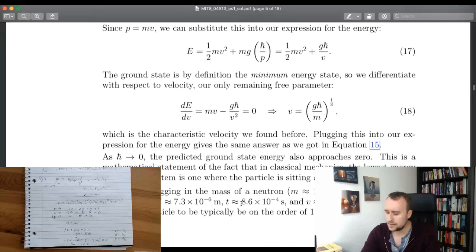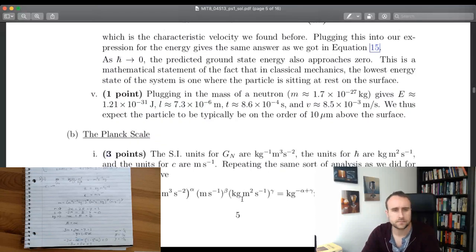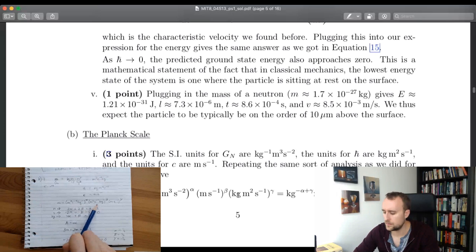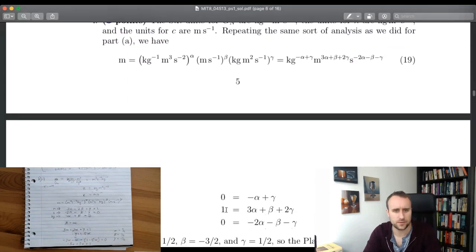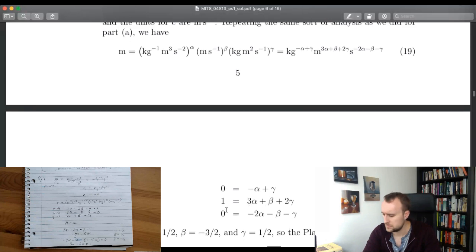All right, B. The SI units for GN are kilogram to -1 mass. So is that what I got? Yes. Kilogram mass squared. Yes. And C are yes. Okay, so I did get that correct. Let's see if I got the actual answer right, which I should have been.